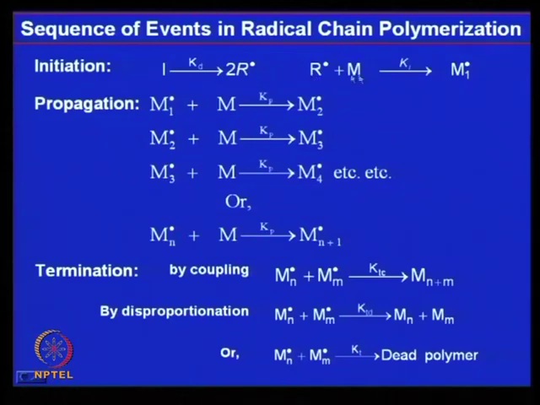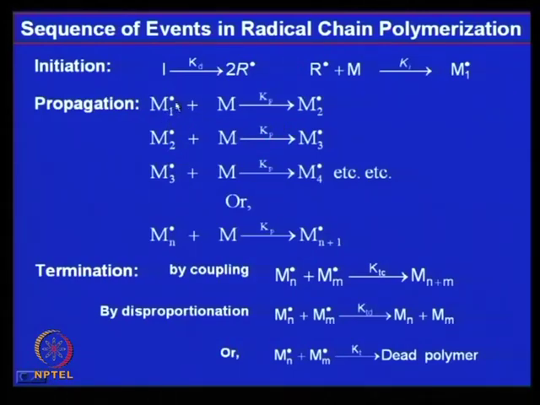Initiated radical initiates a monomer to form a monomer radical. So, this step is known as the initiation step. This is the initiator decomposition step and this is the initiation step, and both this decomposition and initiation are included in this initiation step. Then propagation of the initiated monomer radical to an intermediate growing chain radical.